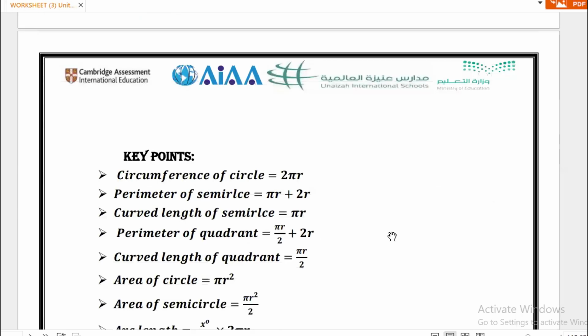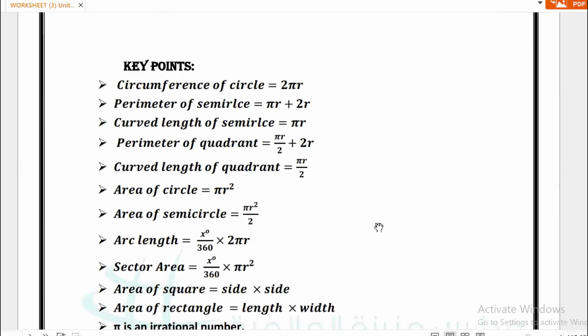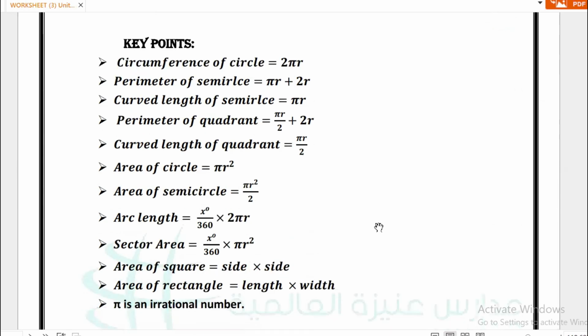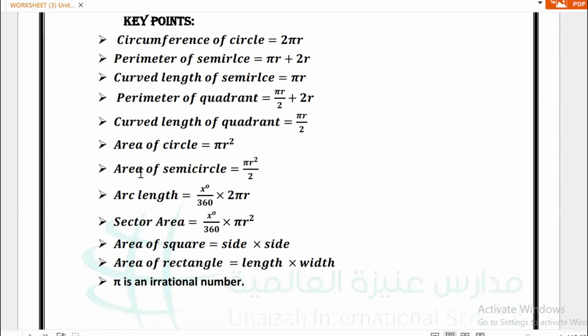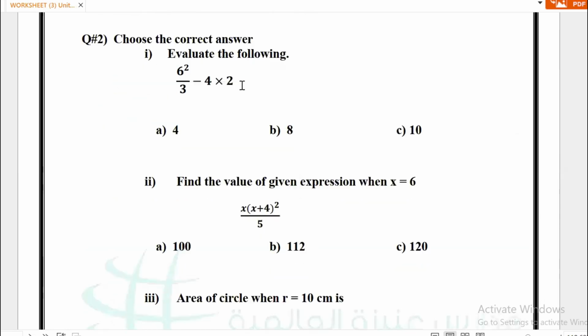These are the key points that will help you to understand these units: circumference of circle, perimeter of semicircle, curved length of semicircle, perimeter of quadrant, how to find curved length of a quadrant, and area of circle, area of semicircle, arc length, sector area. All formulas are mentioned here. So I hope these formulas will help you choose the correct answer.